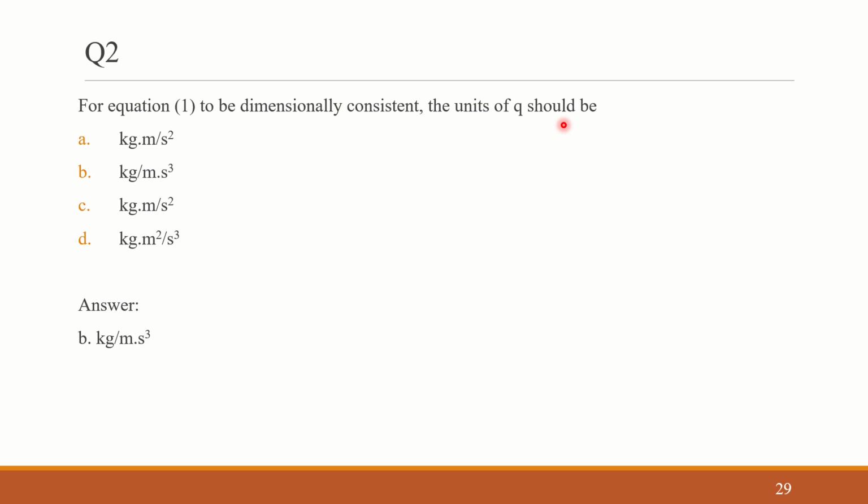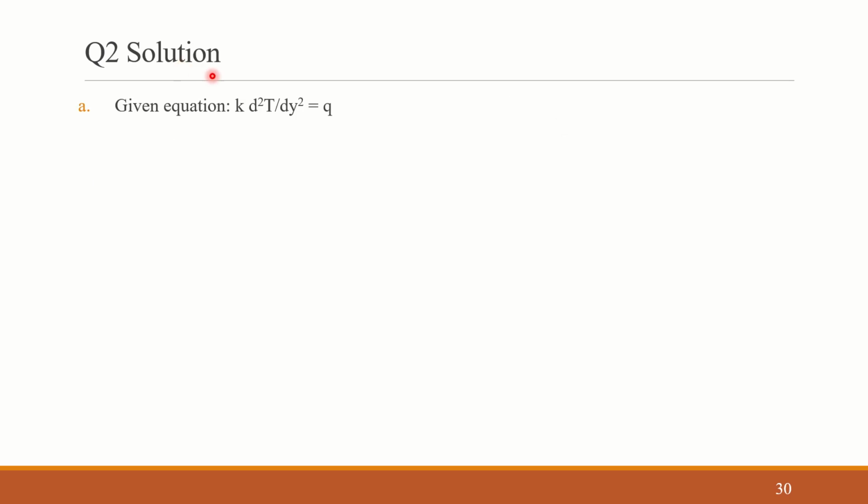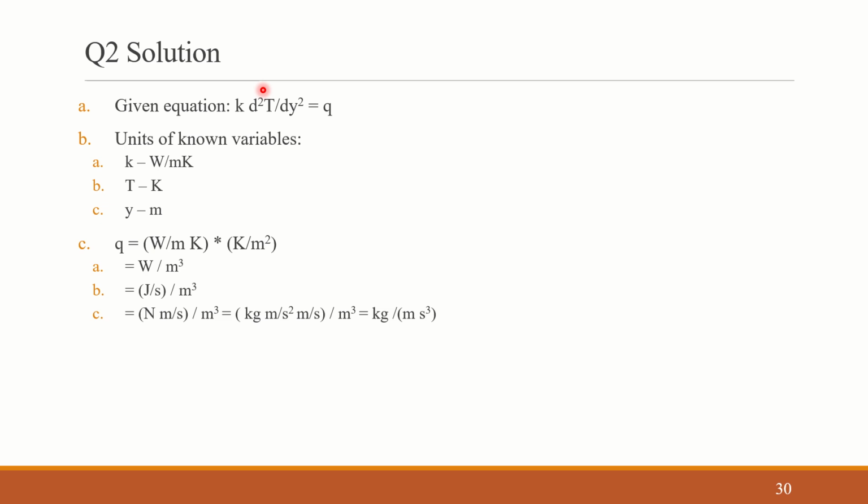Why, and how? We need to do the units dimensionally. We need to arrive at the unit. So the given equation is Q is equal to K into d square T by dy square. For the known variables, first we should identify the units. K is the thermal conductivity. As we all know, the unit of K is watt per meter Kelvin, T is Kelvin and Y is meter. So we are substituting all the known units in the equation and getting the unknown unit.